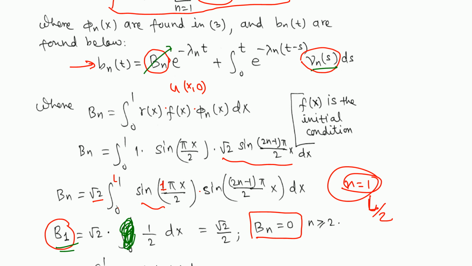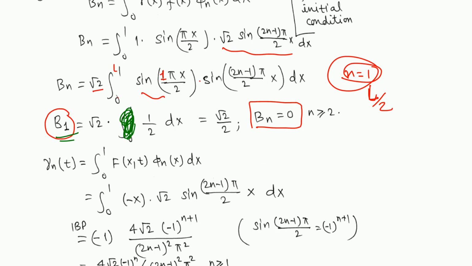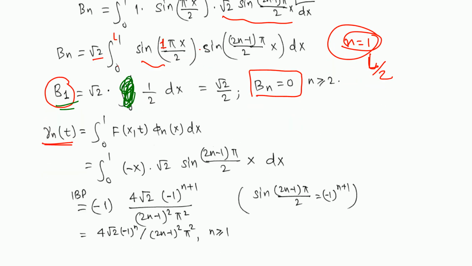Now let's find these nu_n's. Again, the formula is provided. The nu_n's are found by the integral of f(x,t), the non-homogeneous term in the original equation, times phi_n(x) dx. This is given in the question as negative x, and these are the normalized eigenfunctions that we found here. We can pull negative 1 times root 2 outside.